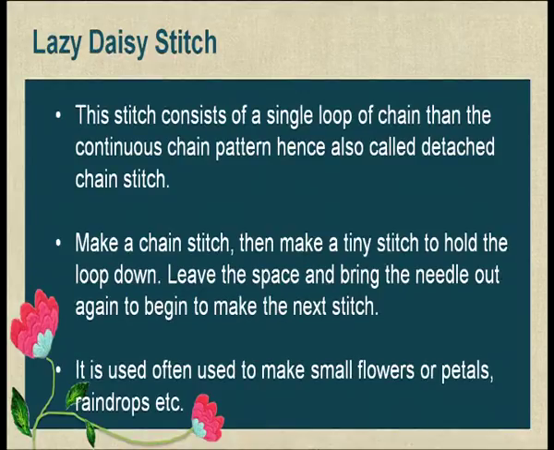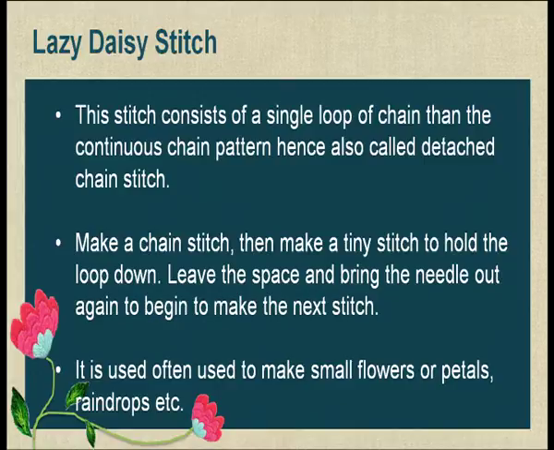Thank you, Sarika. This is a very simple stitch as we have seen. So another one which is very similar to this one is lazy daisy stitch. This stitch also consists of a single loop of chain. Then the continuous chain pattern hence is called the detached chain stitch because it is moving to the next one. Make a chain stitch, then make a tiny stitch to hold the loop down, leave the space and bring the needle out again to begin to make a new stitch.